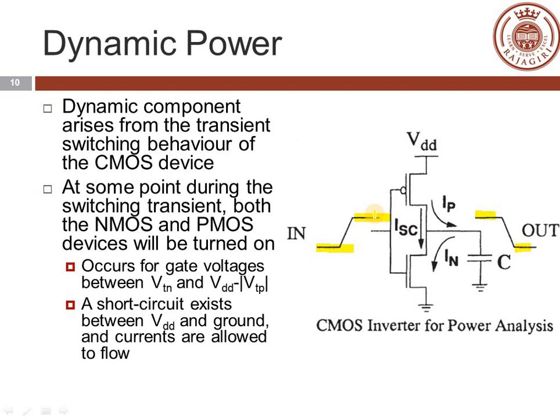So at some point during the switching transient, both the NMOS and PMOS devices will be turned on, and this occurs for gate voltages between VTN and VDD minus VTP, where VTN is the threshold voltage for NMOS and VTP is the threshold voltage for PMOS. Then, if both transistors are turned on, a short circuit exists between VDD and ground, and currents are allowed to flow.